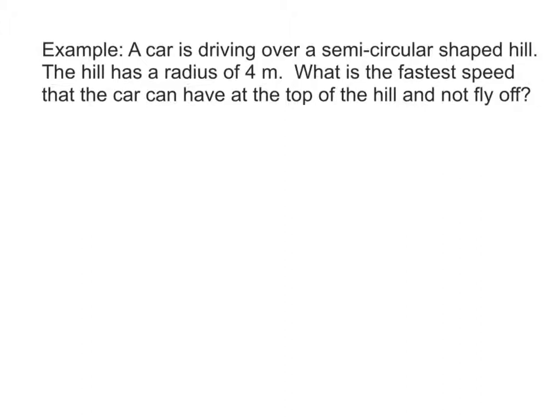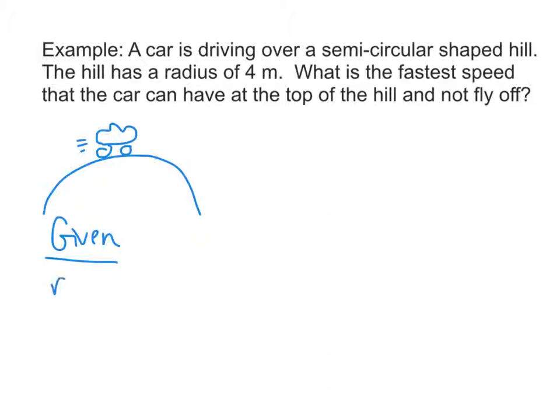So what's going on here? You've got a hill. You've got the car going around the top of the hill and it's moving. And we want to know how fast this car can go without actually leaving the hill. The only thing we're given is that the radius of the hill is equal to 4 meters. And what it's asking for is the fastest speed that it can go without flying off the hill. So we're looking for a speed.